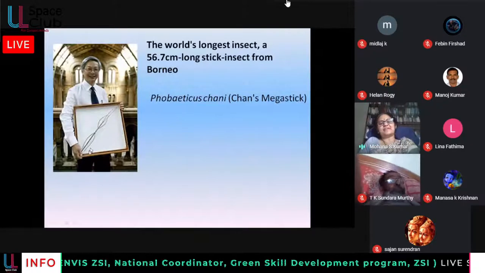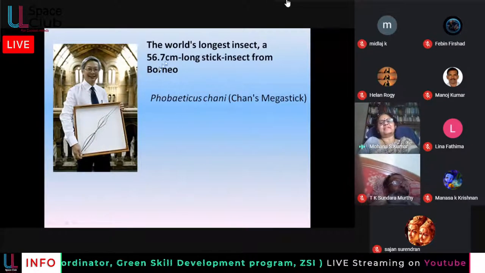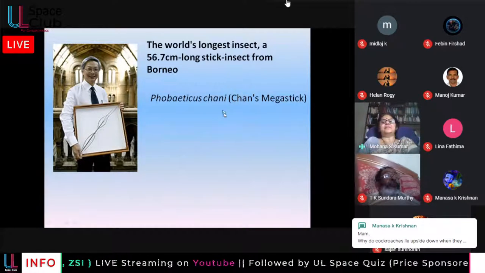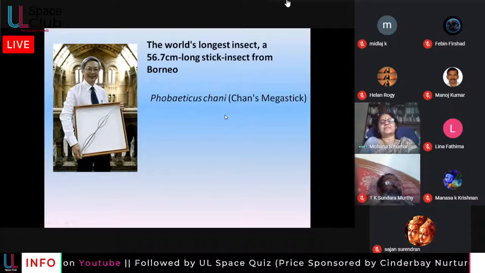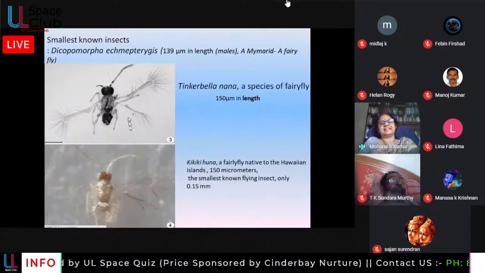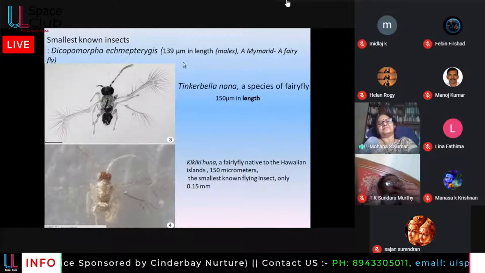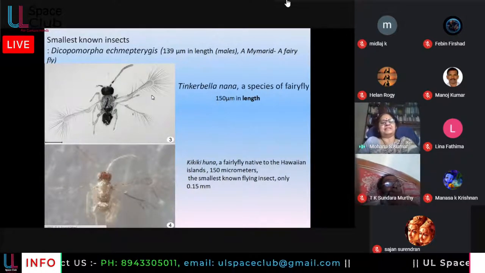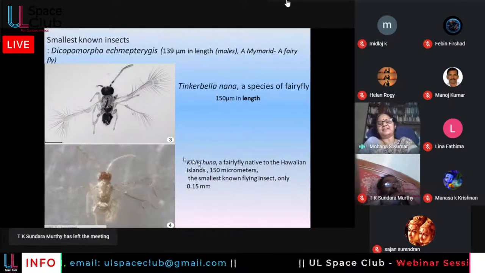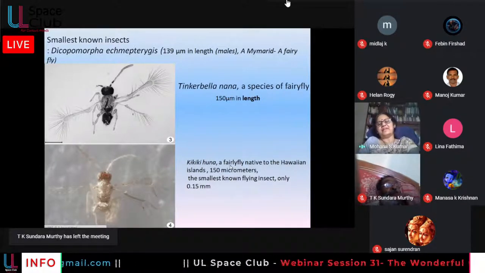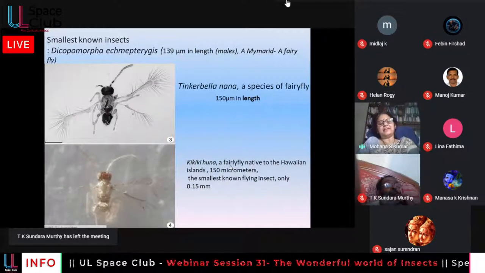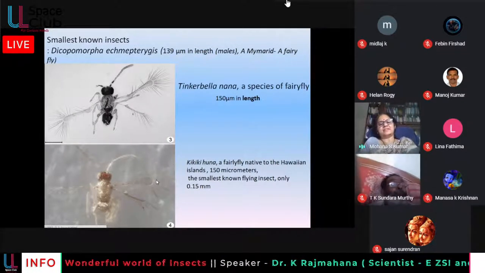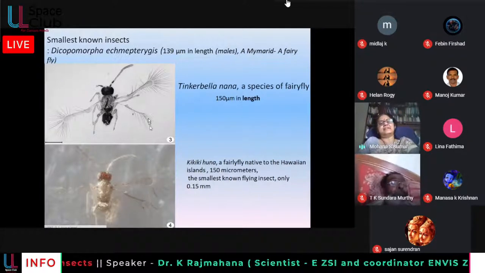Longest insect, just see, it's almost 56.7 centimeters, the stick insect. It is preserved in the British Museum. Tiniest insect, less than 1 millimeter. We have this in India. Kikiki huna is the name. Very minute. It's a parasitoid, but very beautiful. You can find these wings with a large number of hairs. They are called fairy flies.